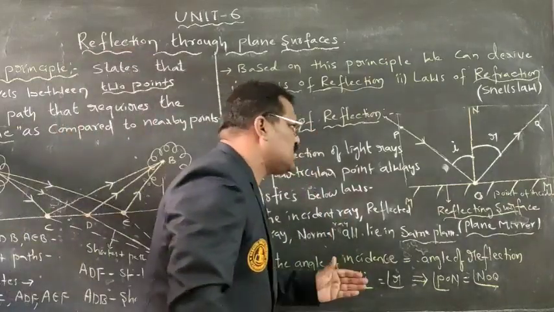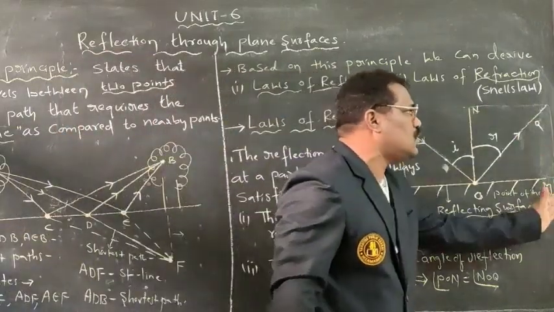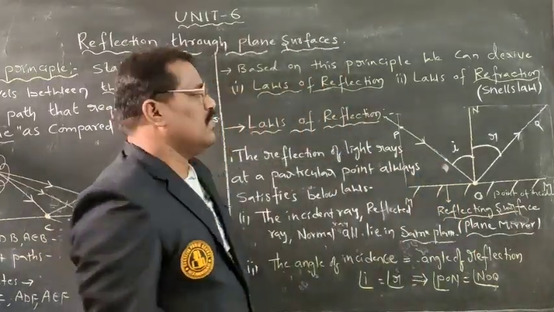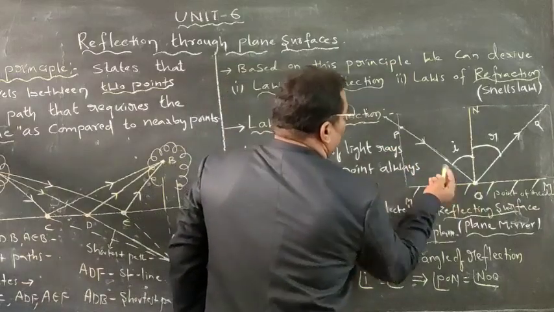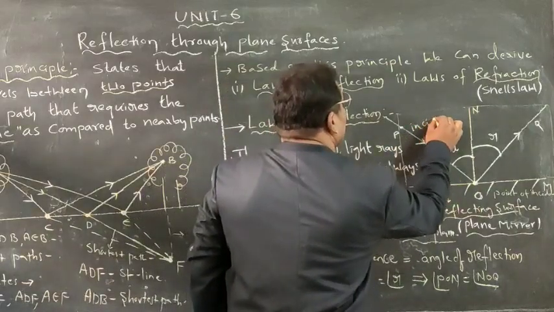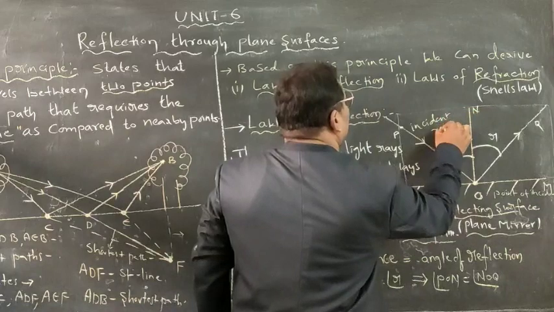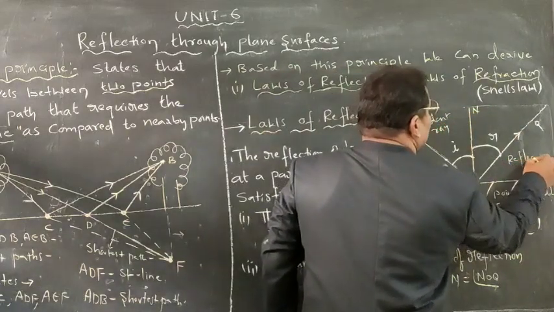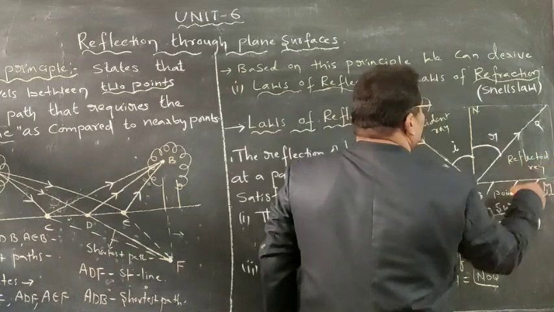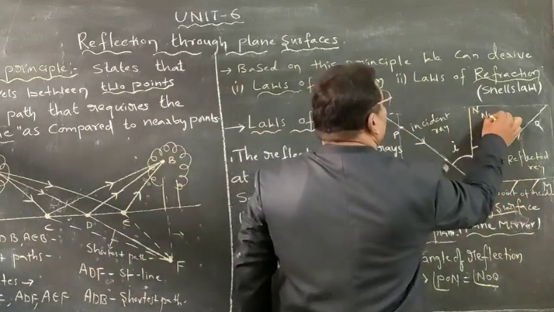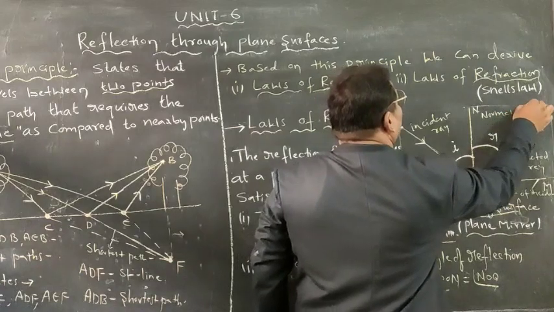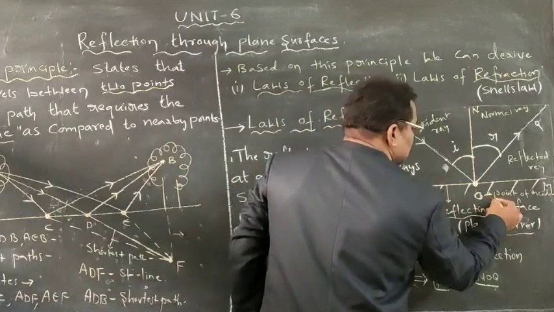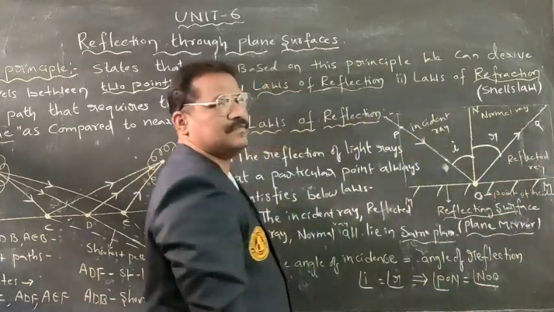Within this diagram, we can come across some more points. First, PO is called the incident ray. OR is called the reflected ray. ON is called the normal ray. Point O is called the point of incidence.